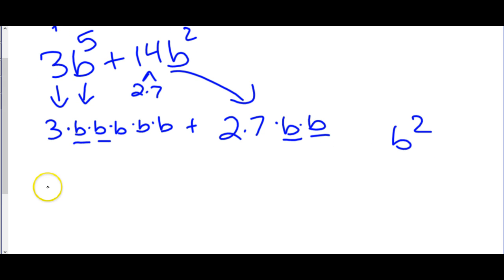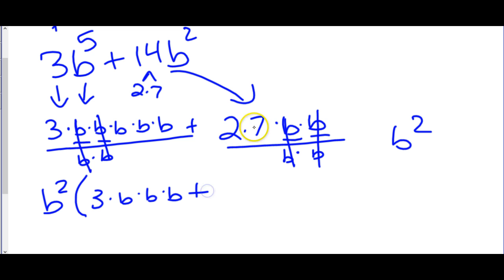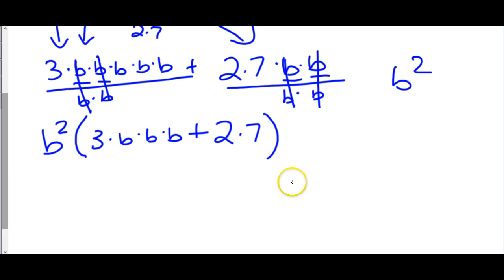So what they have in common would go outside, and you're technically dividing each of these by b squared, so each of these by b times b. To figure out what's left over, we have everything else left after you've divided. Well, b divided by b cancels, b divided by b cancels, so we have 3 times b times b times b. All that's left over here is 2 times 7. And then we just simplify b squared.